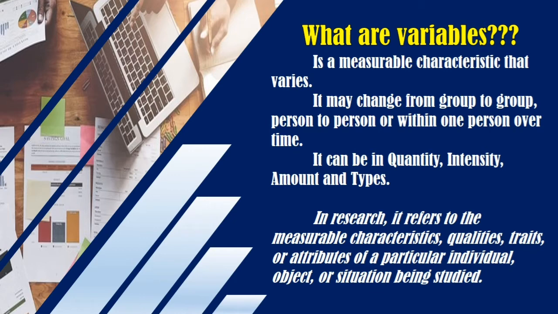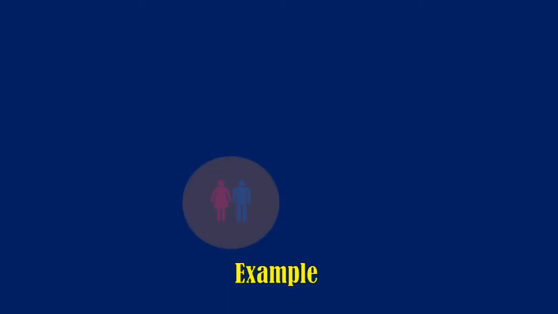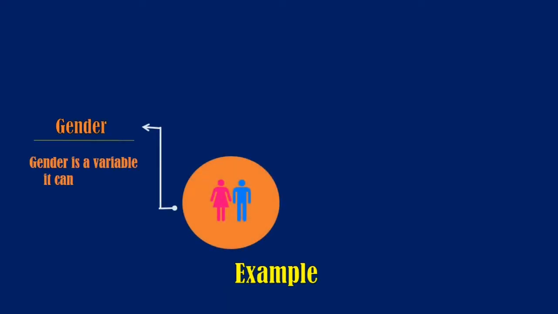Variables can be in quantity, in intensity, in amount, or in type. But for research purposes, variables refers to the measurable characteristics, qualities, traits, or attributes of a particular individual, an object, or a situation being studied. Example: you are familiar with gender.